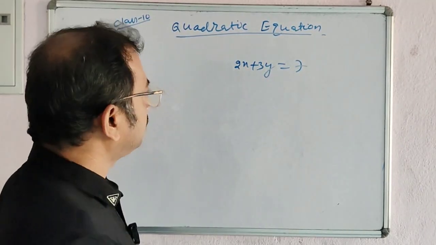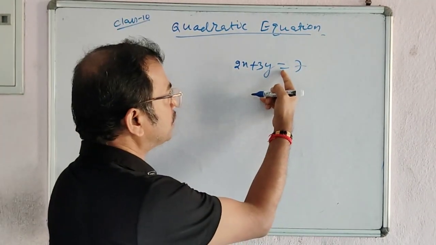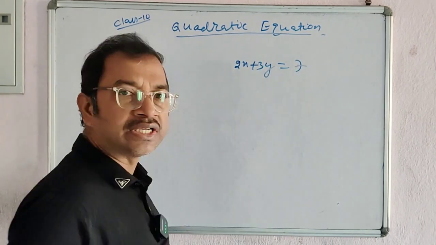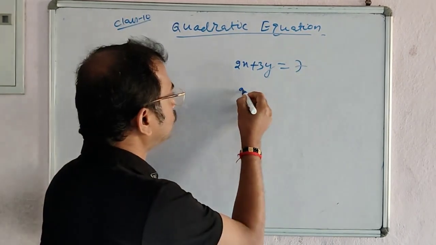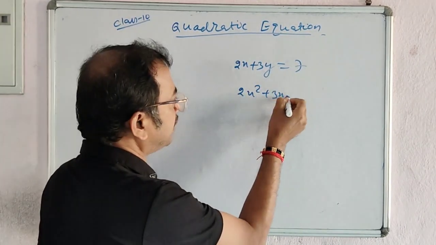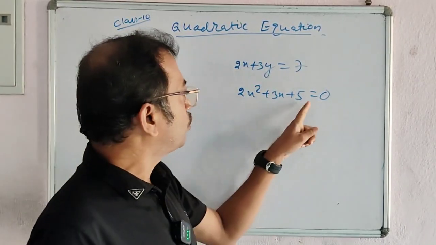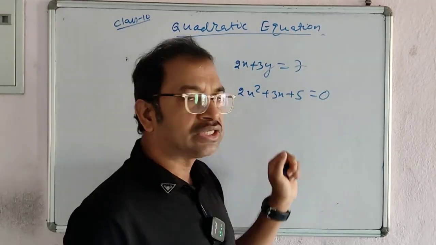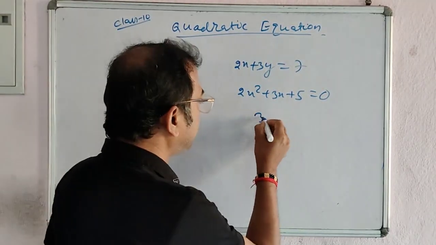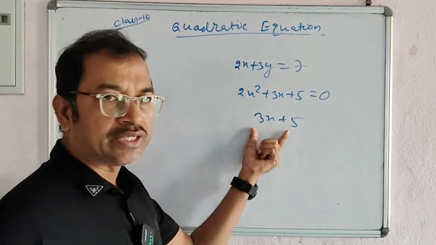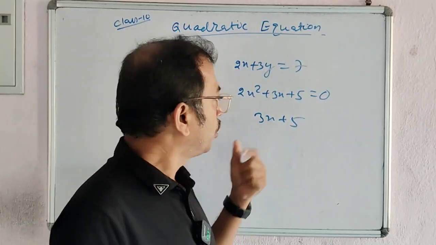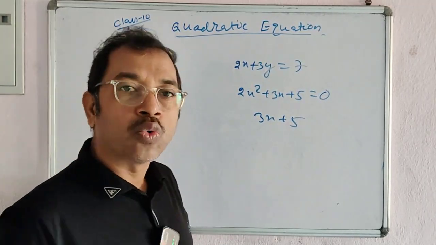This is an equation. Why is it an equation? Sir, an equal sign with some variable and constant is given. Similarly, suppose 2x square plus 3x plus 5 equal to 0. This is also an equation because an equal sign and some variable and constant is given. But 3x plus 5 is not an equation, it is an expression. Okay, so we'll discuss what a quadratic equation is.